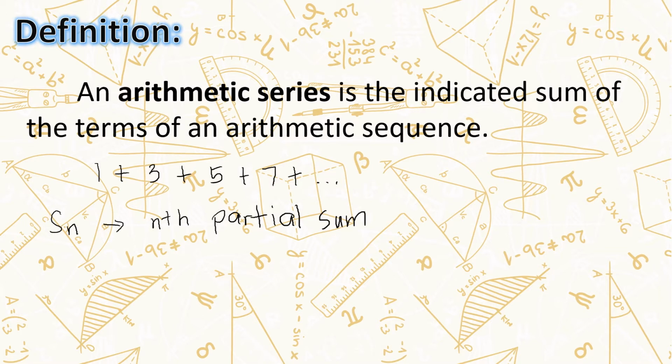Hence, the partial sum of the first four terms in the series of positive odd integers is given by S sub 4 equals 1 plus 3 plus 5 plus 7. And since 1 plus 3 plus 5 plus 7 is 16, the partial sum S sub 4 of the series is equal to 16.